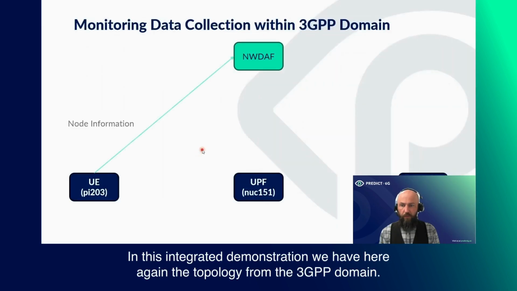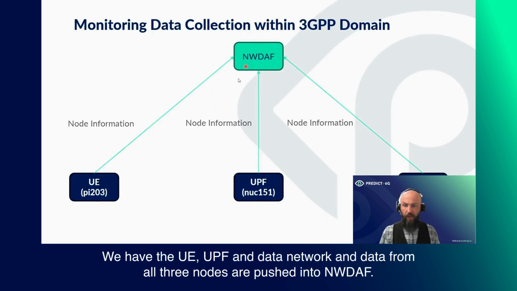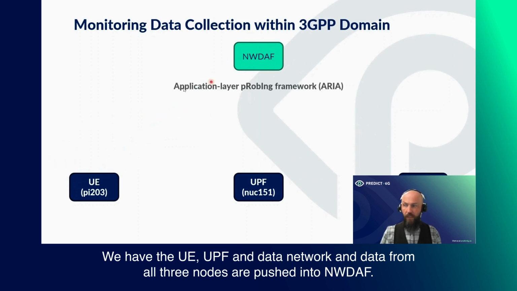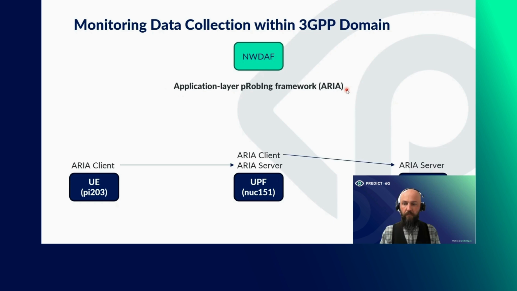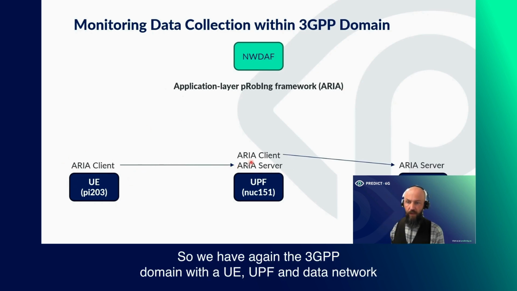On this integrated demonstration, we have here again the topology from the 3GPP domain. We have the UE, UPF, and data network, and data from all three nodes are pushed into NW-DAF. Moving on now to the actual demonstration. So we have again the 3GPP domain with the UE, UPF, and data network.